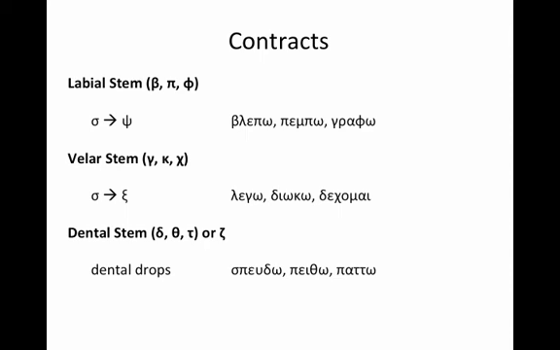And finally, dental stems, or stems that end with a zeta, you're just going to drop the dental or the zeta. So these are verbs like sputo, patho, pato. You drop the dental altogether or the zeta altogether and just keep the sigma.